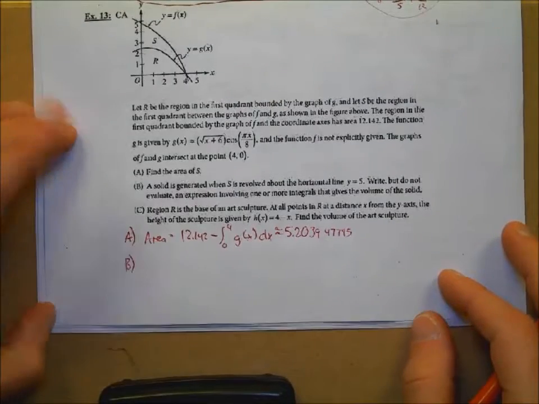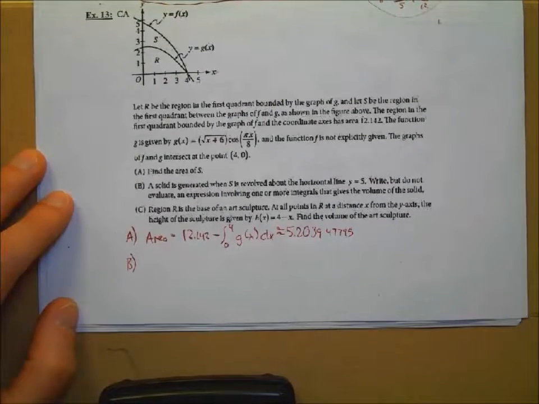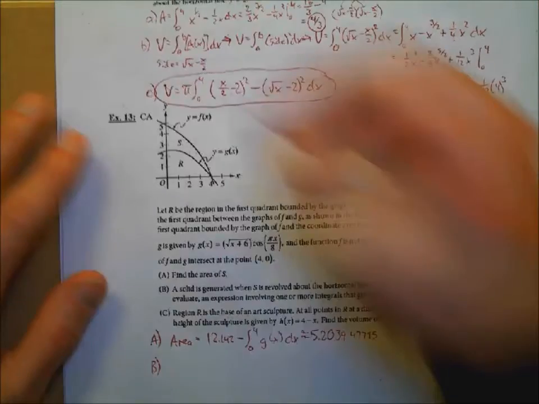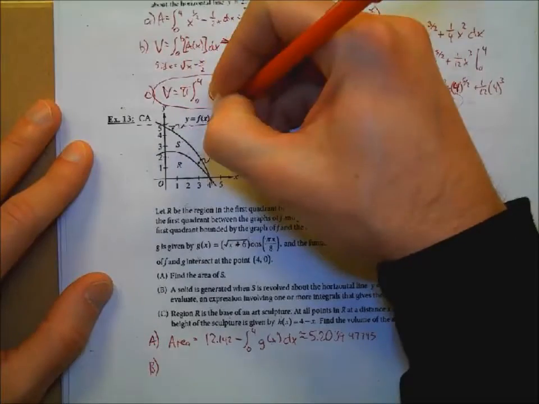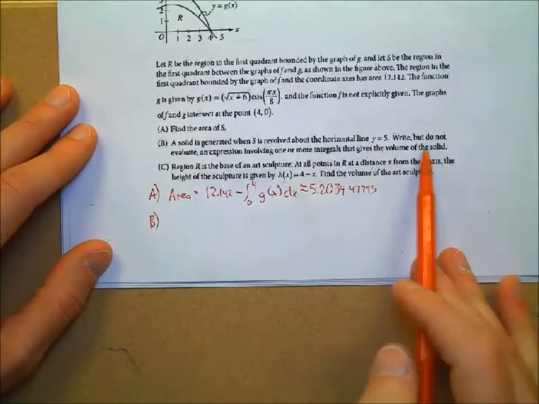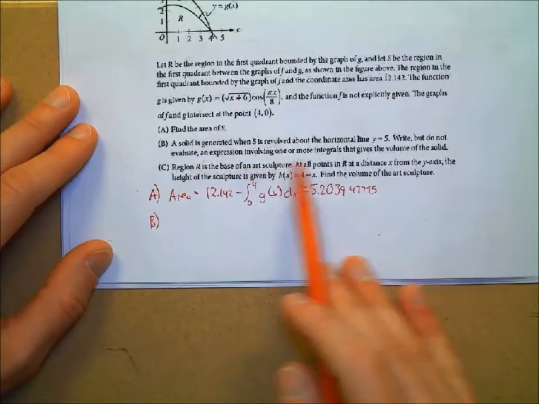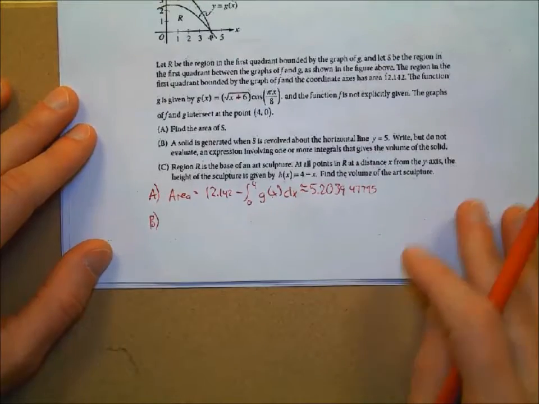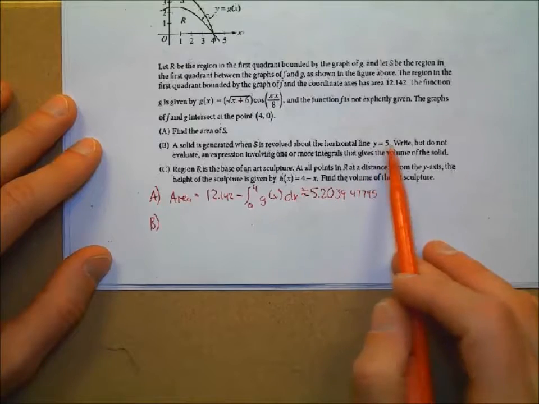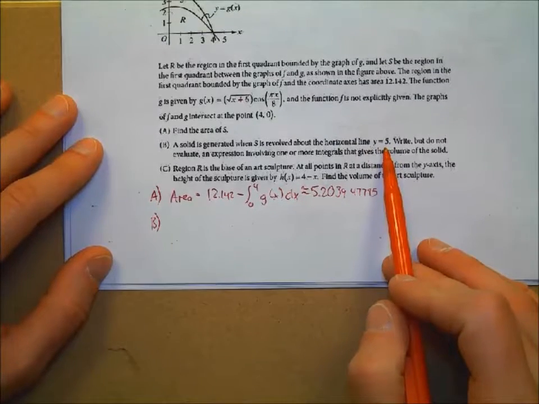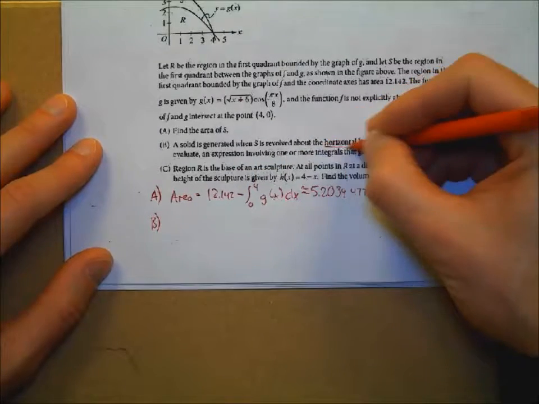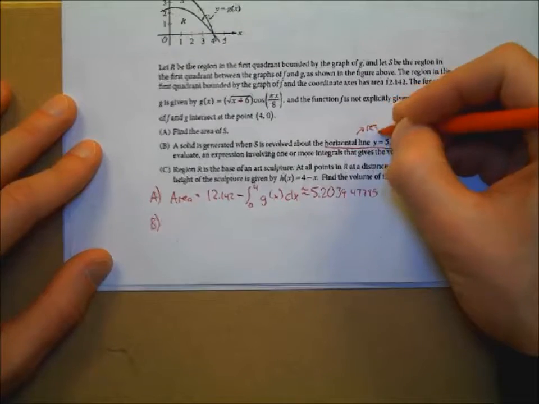All right. Letter B. A solid is generated when S is revolved about the horizontal line y equals 5. So I'm going to go ahead and actually draw that up in here. Write, but do not evaluate an expression involving one or more integrals that gives the volume of the solid. Since we are revolving about the horizontal line y equals 5, that means we need to integrate with respect to what? X.